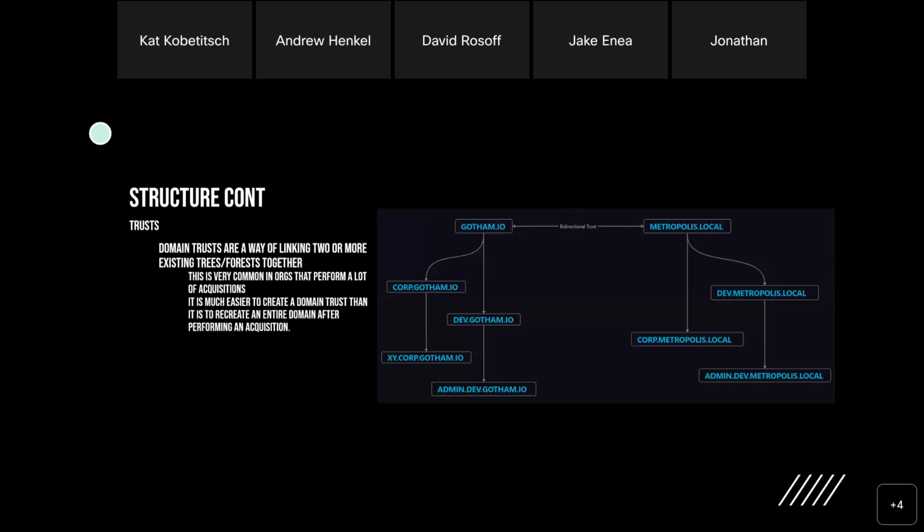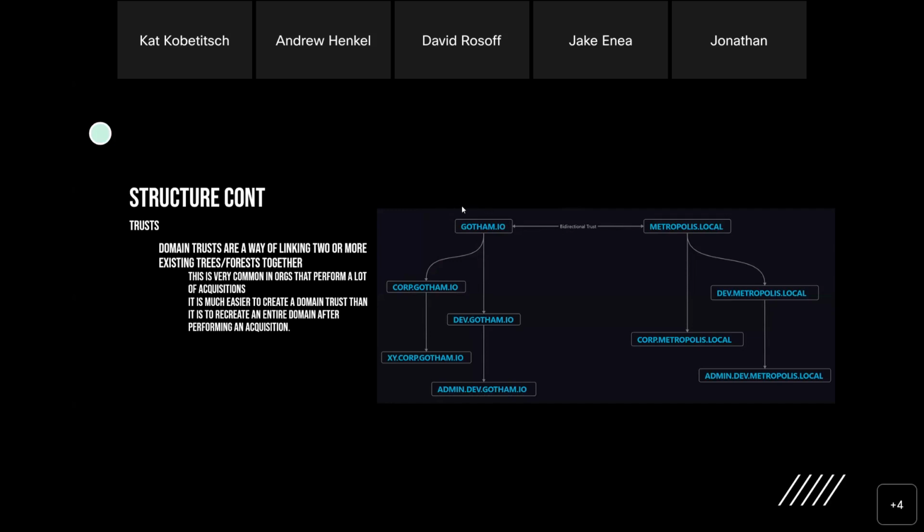You commonly see trusts in organizations that perform a lot of acquisitions. And the reason for this is because it is significantly easier to just create a domain trust than it is to actually rebuild an entire domain as a subdomain of your domain.